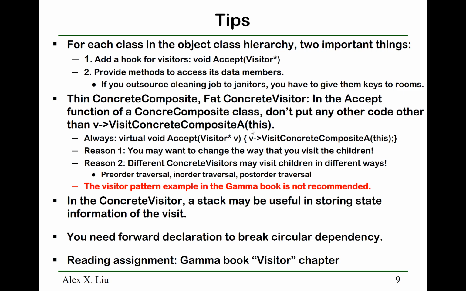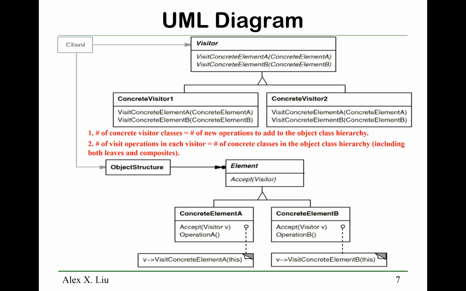So the visitor pattern example in the Gamma book did not follow this principle, so it's not recommended. And in the concrete visitor class, a stack may be useful for storing state information of the visit. We're going to see an example for that. And another tip is you will need forward declaration to break circular dependency. What does that mean? Now let's take a look.